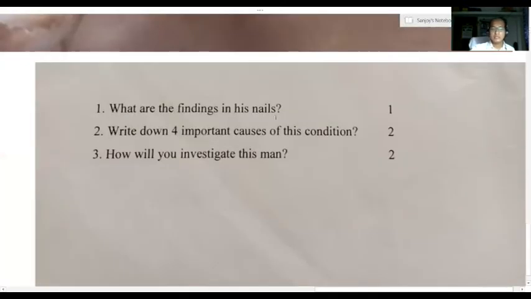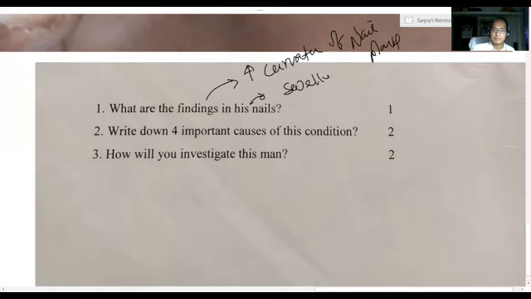What are the findings in his nail? This is the first question. So for this question, the answer is: number one, increased curvature of nail plate. Number two, swelling of terminal phalanx of the hand.